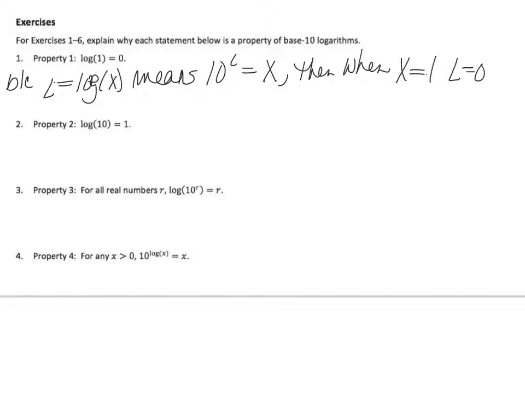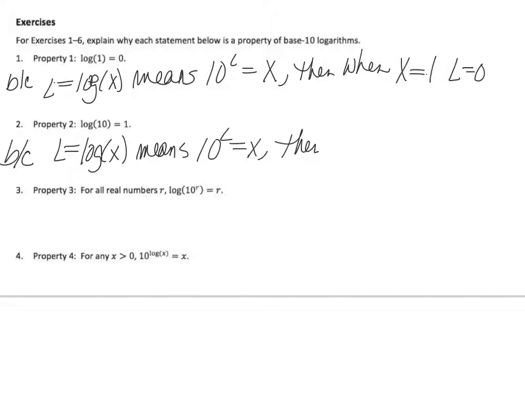If we have property 2, log of 10 equals 1, okay, because what we've said before, because L equals log x means 10 to the L equals x, then when x equals 10, L equals 1. Okay, how about this one? For all real numbers r, log of 10 to the r equals r. Remember, this is base 10 because we don't have anything there.